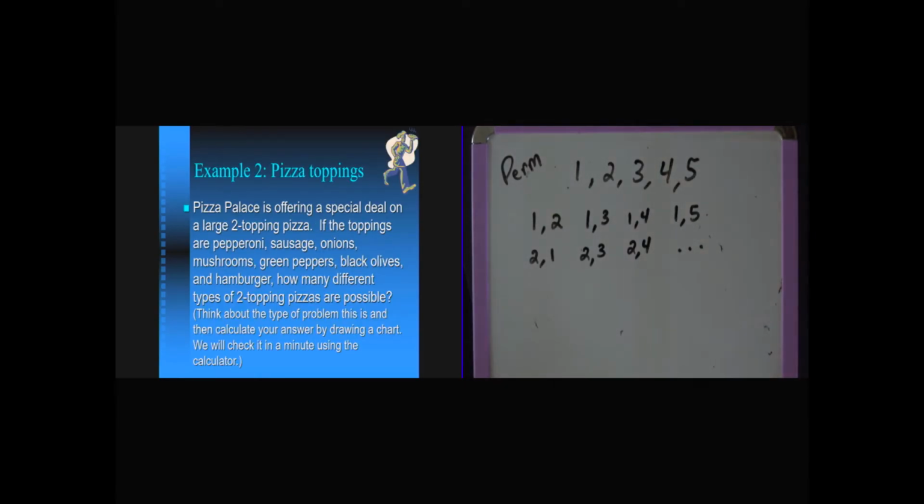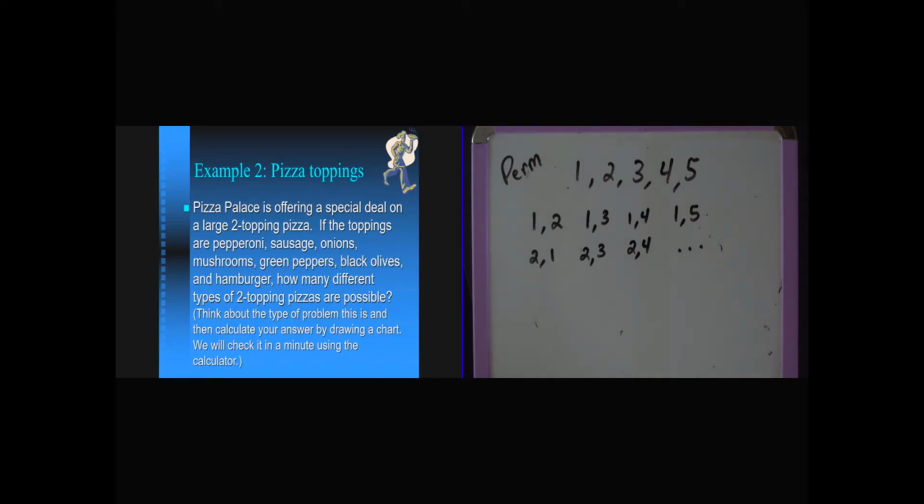What if I had a situation like this? It says Pizza Palace is offering a special deal on a large 2-topping pizza. If the toppings are pepperoni, sausage, onions, mushrooms, green peppers, black olives, sorry, not a fan, and hamburger, how many different types of 2-topping pizzas are possible? Well, think about again, is this one of those situations where you have different categories and you're picking one from each category? Or is it one where you're picking a small group from a larger group of things?